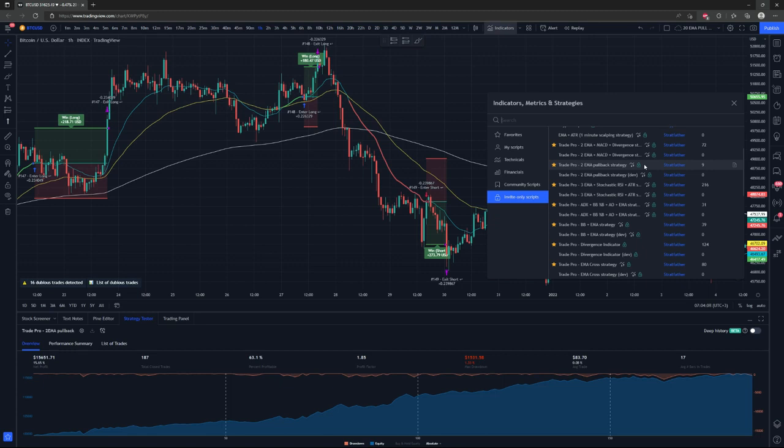Now, let's cover what the strategy is, how this is actually entering into trades, and also go over all the different customizable features and settings that you can choose with this. So let's check it out.